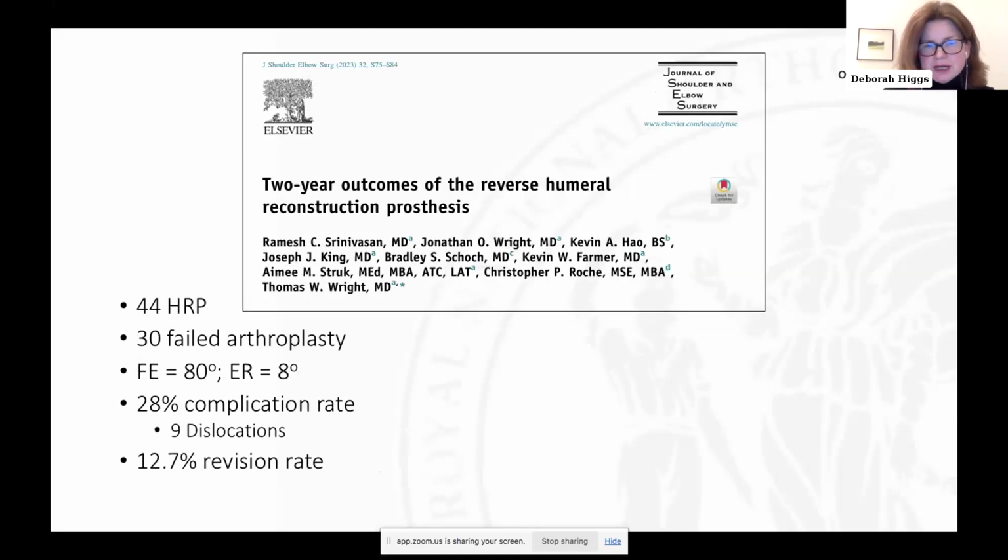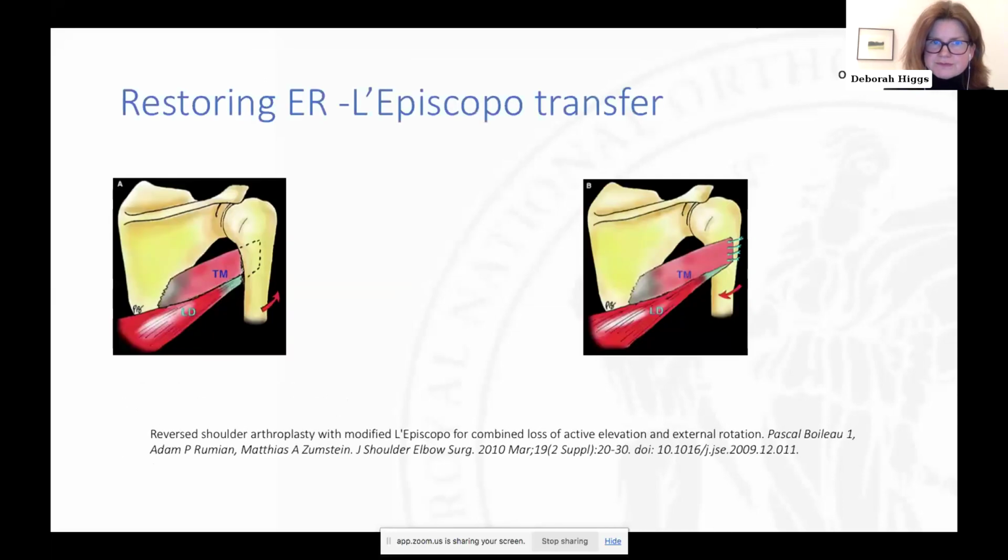Regarding this paper published 2 years ago, this is looking at a different system by Exactech, with 30 cases being due to a failed arthroplasty. Again, similar functional outcomes, similar complication rate, the most common being instability, and an overall 12% revision rate.